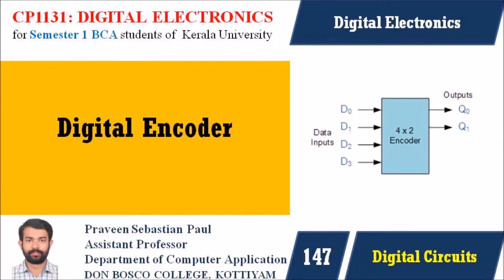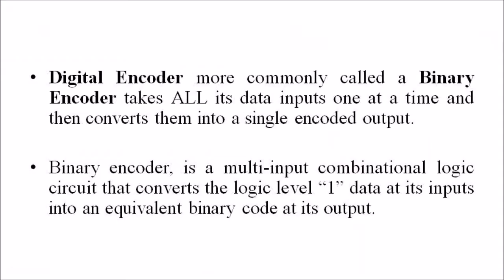In this lecture, we are discussing the concept of encoder. Unlike a multiplexer that selects one individual data input line and then sends that data to the single output line or switch, digital encoders, more commonly called binary encoders, take all their data inputs one at a time and then convert them into a single encoded output.